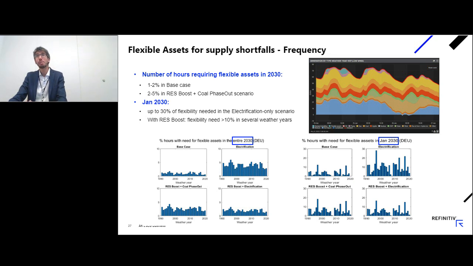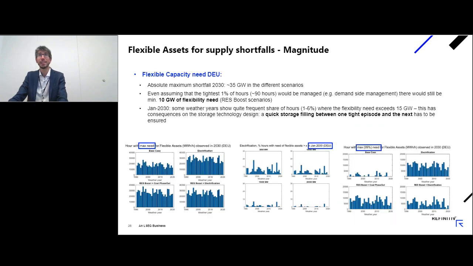And you can ask, how big is the magnitude of the flexible asset that you need in a country like Germany? Well, if you take the max need observed in 2030 across the different cases, across the different scenarios, you get up to 35 gigawatts of flexible asset. You can say, okay, but this is just an outlier, don't give me the outlier hour. And so we have decided to remove this sort of 1%.